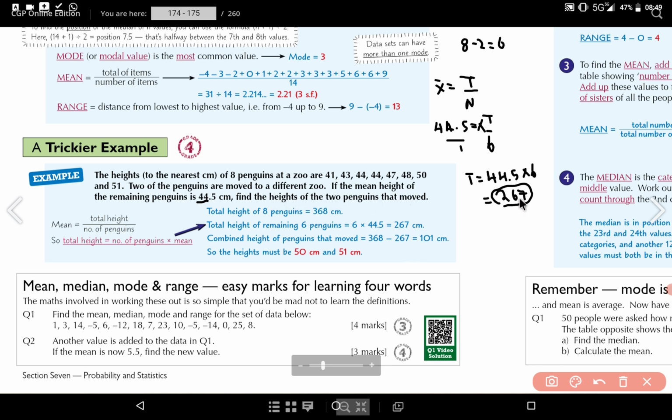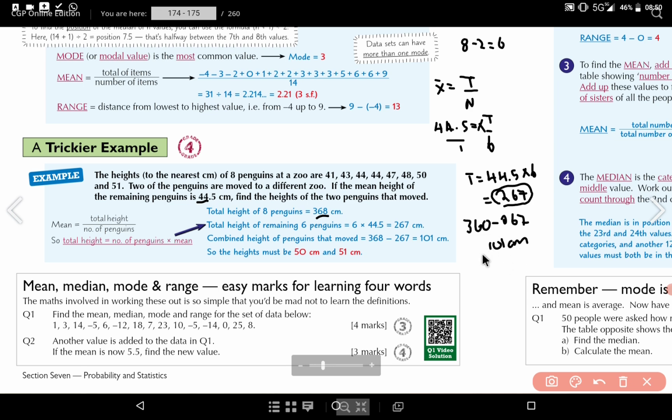So now we say the total of the heights of the penguins at first was 368. This was the total of the heights of the 8 penguins, minus the total of the heights of the 6 penguins, and this will give us 101 centimeters. So now, to find the height of the 2 penguins, the 2 penguins have a height altogether of 101. That is the height altogether.